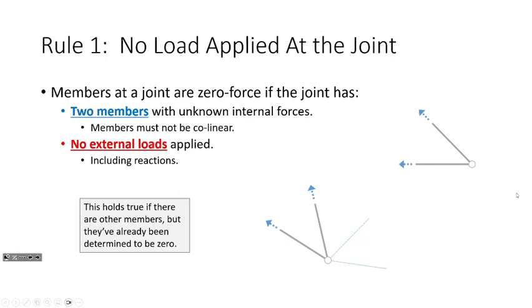0, right? If the vertical component is 0, then the horizontal component is 0. So that's a zero force member. Then all I've got is this, and if I sum forces in the x direction, that's 0, right? So there's nothing magical about that.